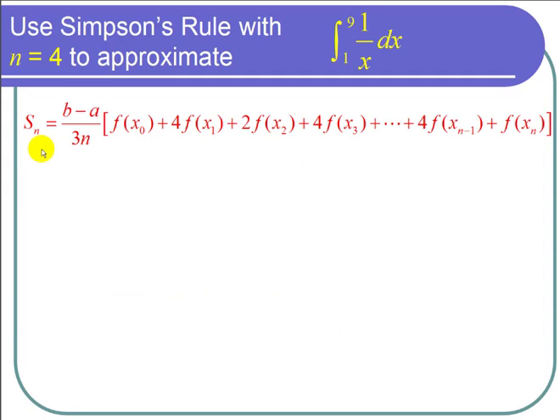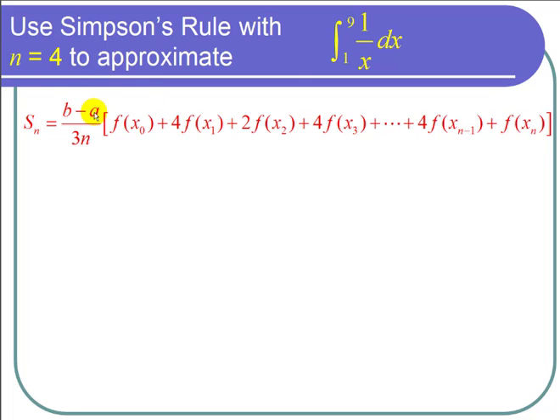What it says is that the approximation is equal to (b minus a) divided by 3n times f of x0 plus 4 times f of x1 plus 2 times f of x2 plus 4 times f of x3, and then it oscillates from 2 to 4, 2 to 4, 2 to 4, until the last two terms are 4 times f of x sub n minus 1, plus f of x sub n.